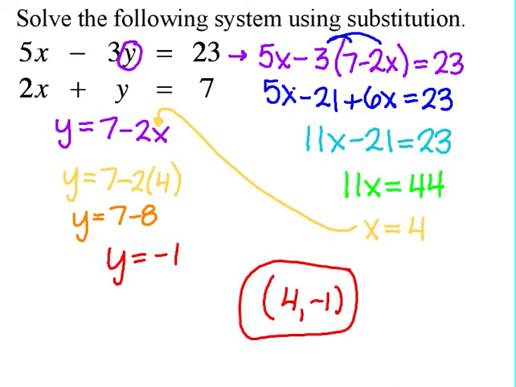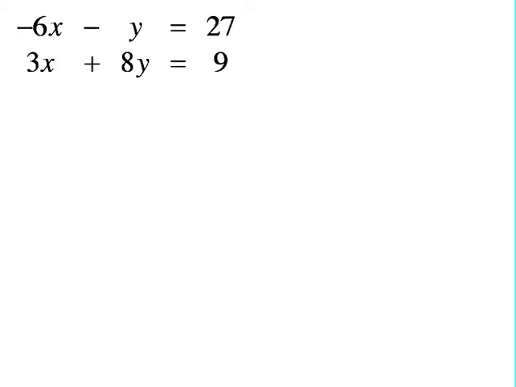All right, let's look at another one. So we have negative 6x minus y equals 27, and then 3x plus 8y equals 9. Our goal is to solve this for a single variable. So you can solve it for y in the top equation.